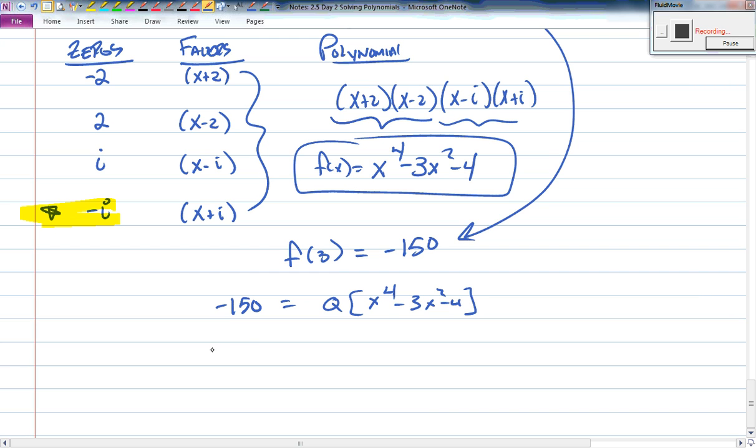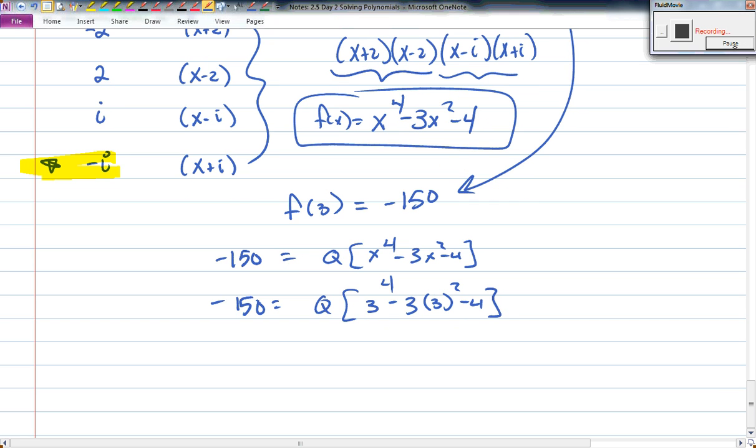So let's plug in and figure out what Q has to be. Negative 150 equals some number. I'm plugging in a 3 to this one, right? So I need a 3 to the 4th minus 3 times 3 squared, minus 4. Yes, very good. So I'm at negative 150 is equal to Q times 50. So for the polynomial we came up with up here, it turns out that f of 3 is only 50. But we need f of 3 to be negative 150. So we're going to solve for this little Q thing here.